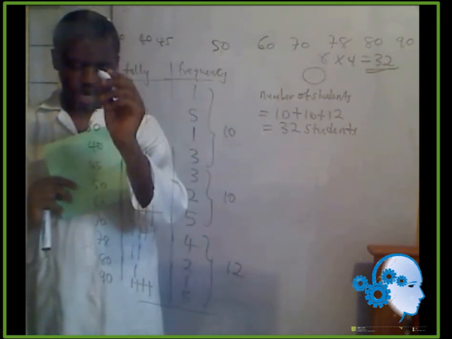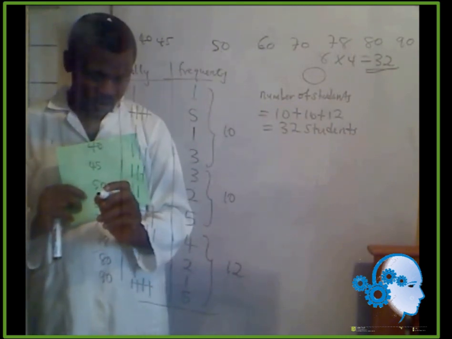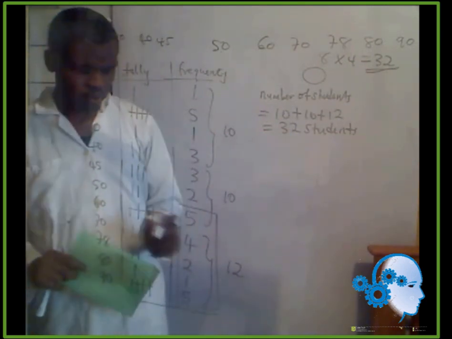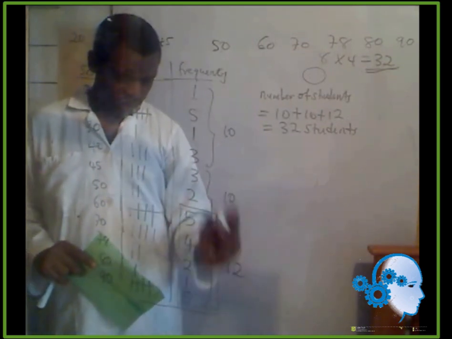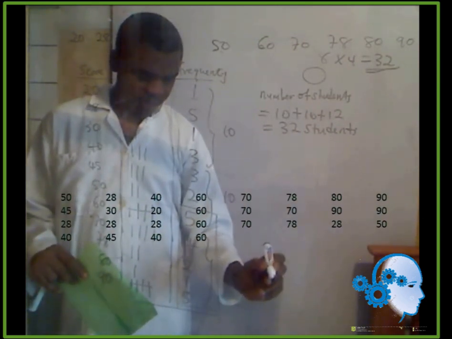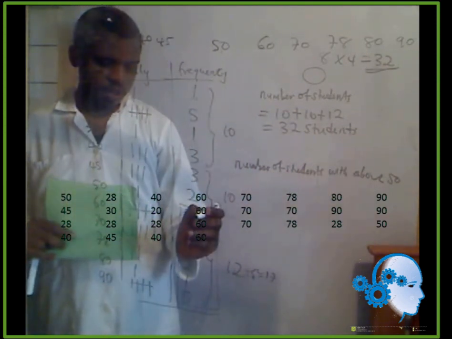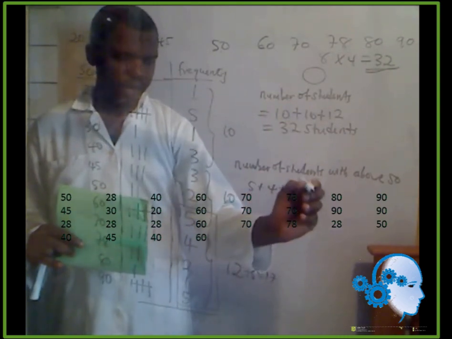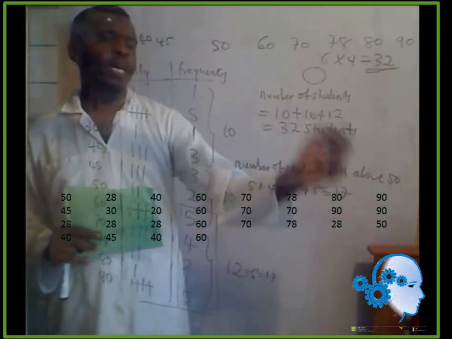The next question, how many students scored above 50 marks? So these are the marks here, the score. We have 2 students with 50. We have been asked to find the number of students who have scored more than 50. So to get that, I'm going to add all of these values here. Adding all of these gives us 12 plus 5, 17. Number of students with above 50 marks will give us 5 plus 4 plus 2 plus 5, which is equal to 17. So there are 17 students who have more than 50 marks.